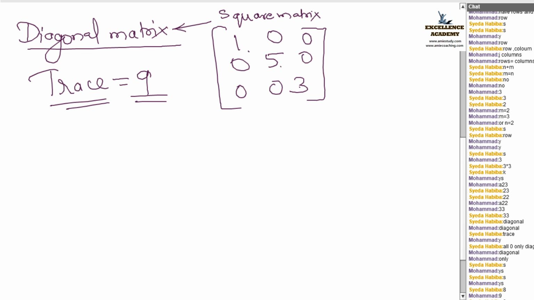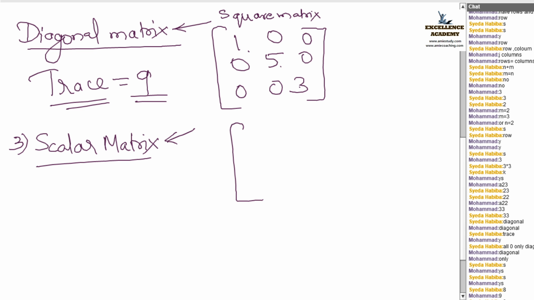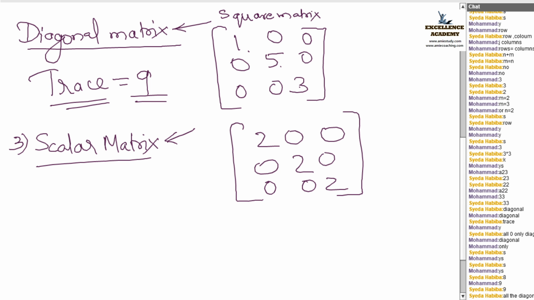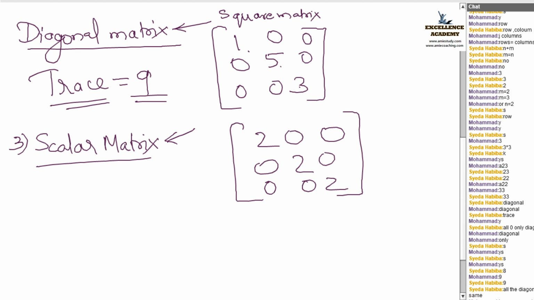Next we will see the third one, that is scalar matrix. Therefore, what should be the criterion? Scalar matrix means if I am writing like this, 2, 2, 2 on the diagonal. What will be the specialty of this type? Yes, all the diagonal elements should be the same.